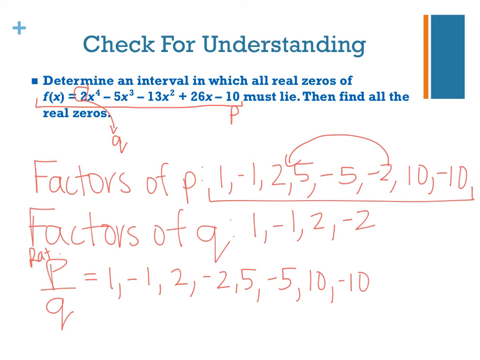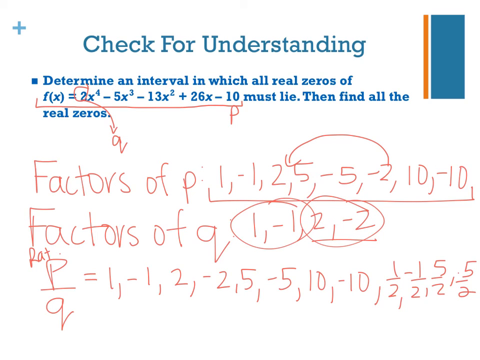because I divided all these numbers of p by 1 or negative 1. And then I can add to that list by dividing all the values of p by either 2 or negative 2, which gives me 1/2, negative 1/2, 5 halves, and negative 5 halves.